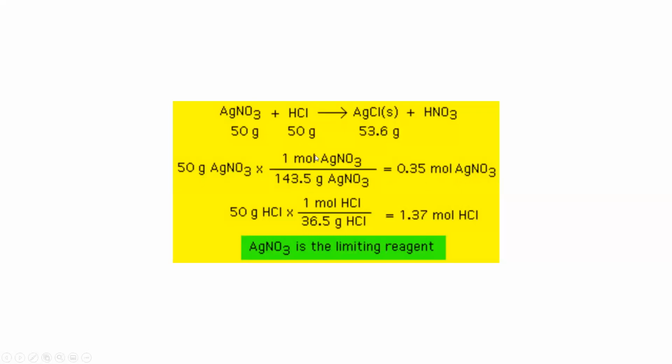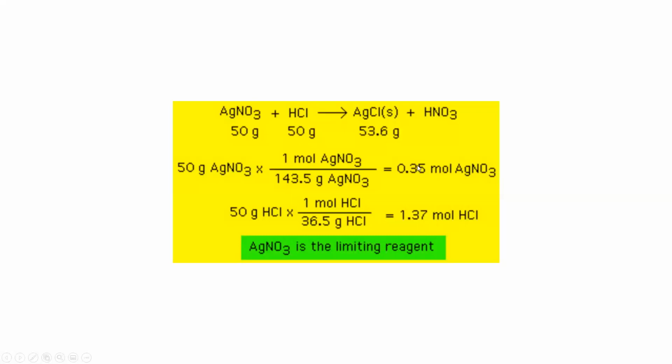Then you say 1 mole of silver nitrate is 143.5 grams of silver nitrate. You cancel grams of silver nitrate with grams of silver nitrate. You multiply and divide, and you get 0.35 moles of silver nitrate. From 50 grams of hydrogen chloride, you get 1.37 moles of hydrogen chloride.